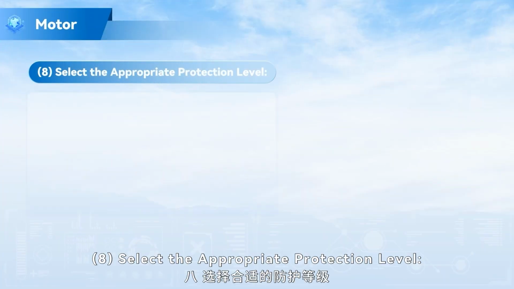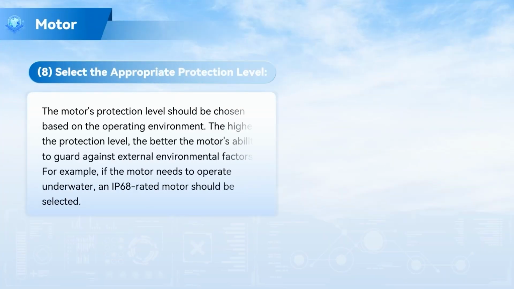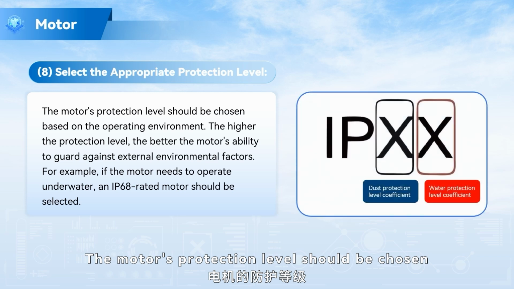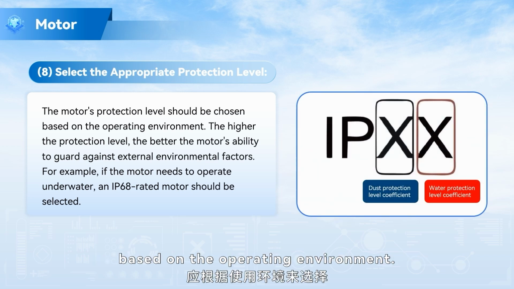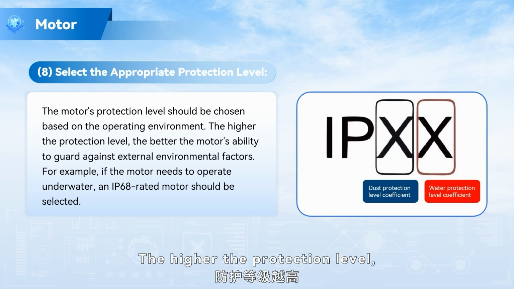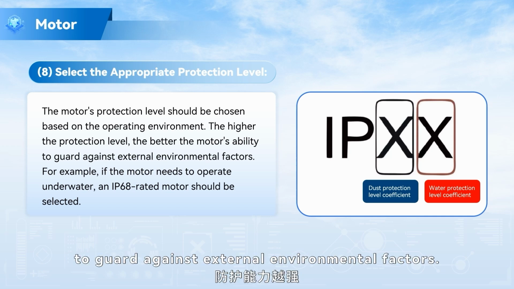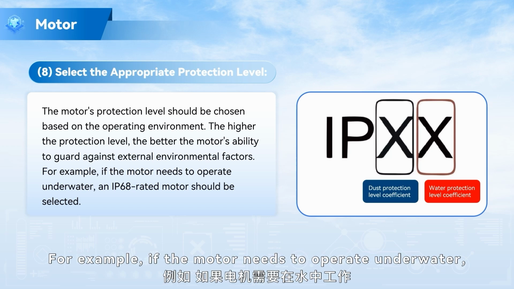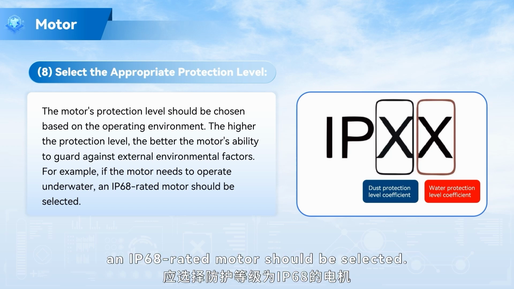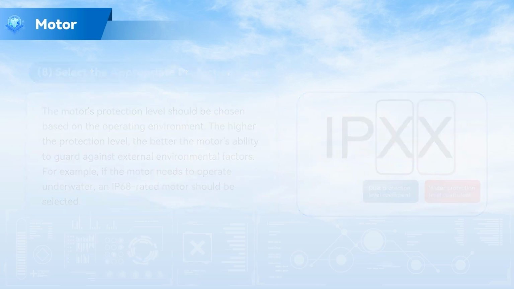8. Select the appropriate protection level. The motor's protection level should be chosen based on the operating environment. The higher the protection level, the better the motor's ability to guard against external environmental factors. For example, if the motor needs to operate underwater, an IP68 rated motor should be selected.